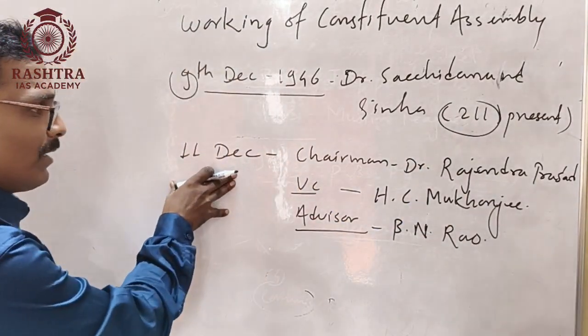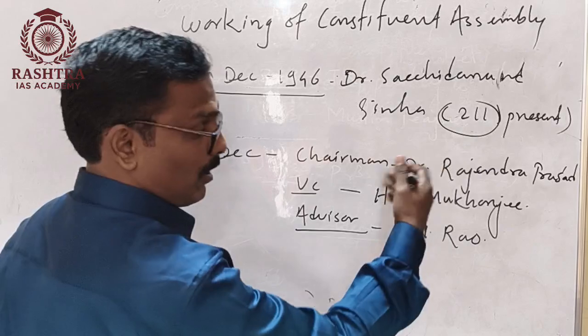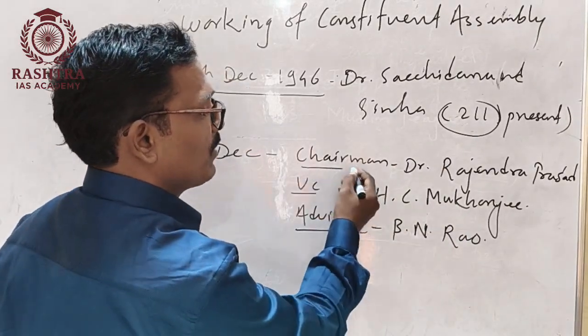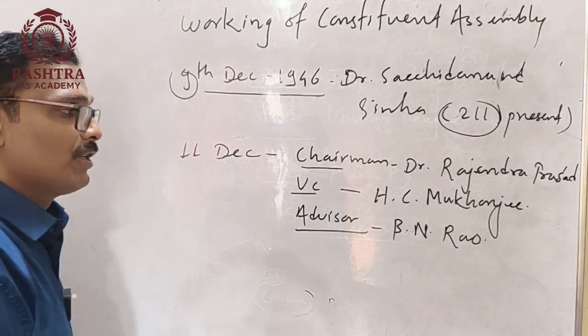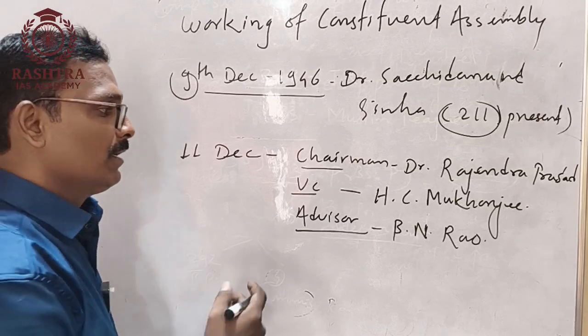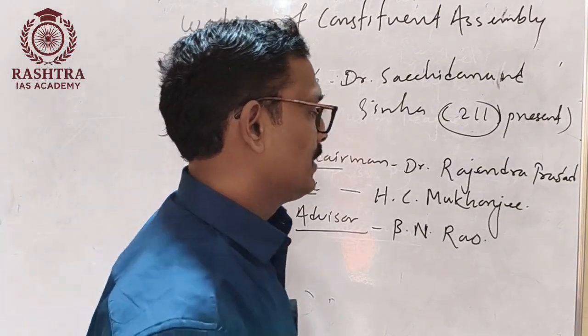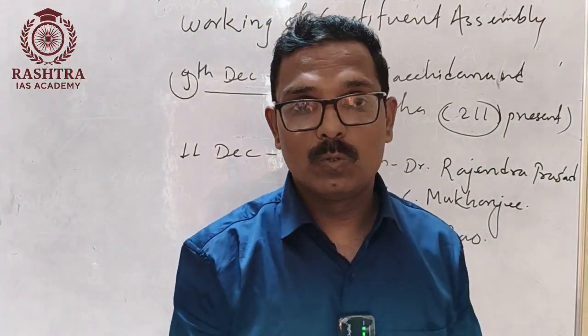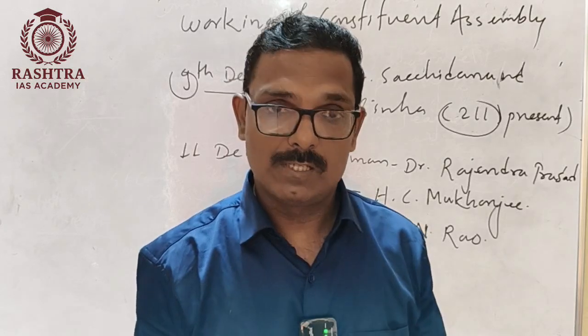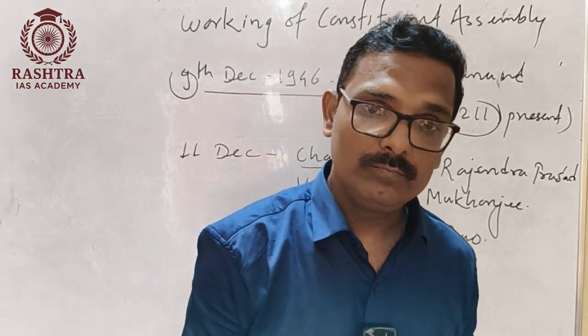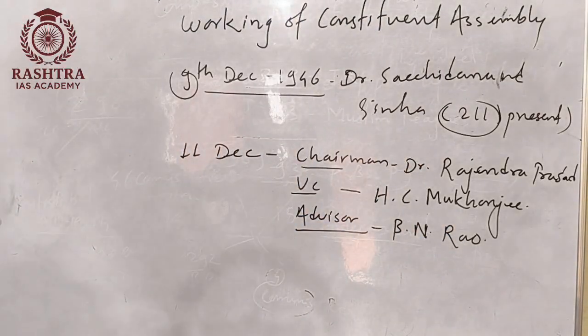And on 11 December, the chairman was officially announced. Dr. Rajendra Prasad became the chairman of the Constituent Assembly. Then the vice chairman was S.C. Mukherjee and the advisor was B.N. Rao. So that is all about the working of the Constituent Assembly. Thank you.